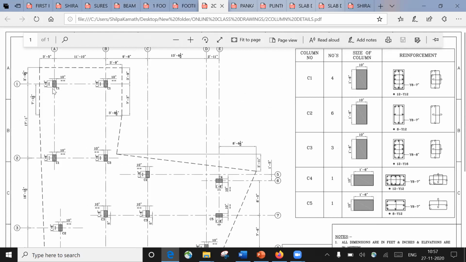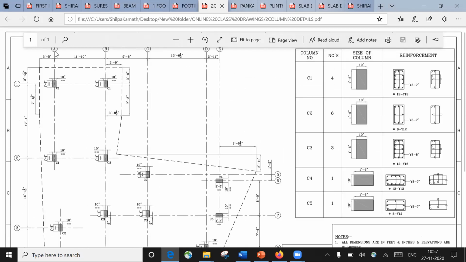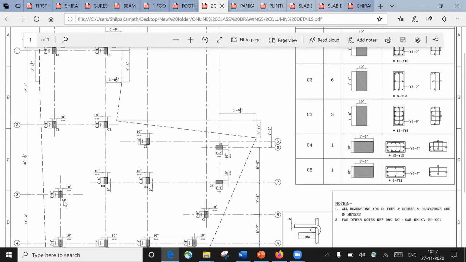So once the footing layout is done, while keeping the center point, we have to refer to this column layout. Again, these are the column layout. You have the grid lines A, B, C, D, E, and 1, 2, 3 are also grid lines. So these are the column locations. All these are the locations of the columns.